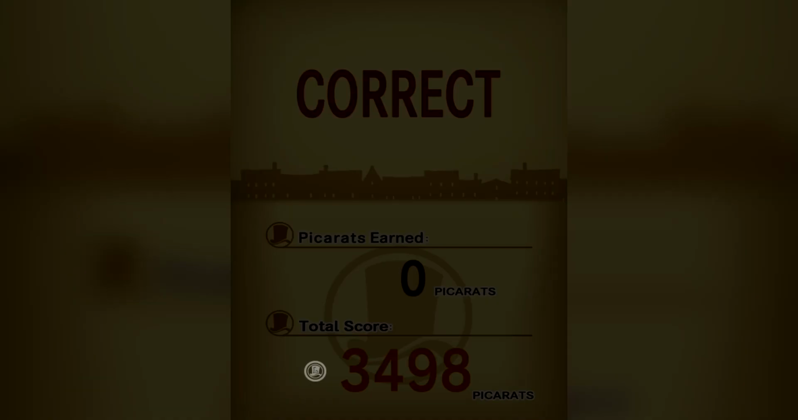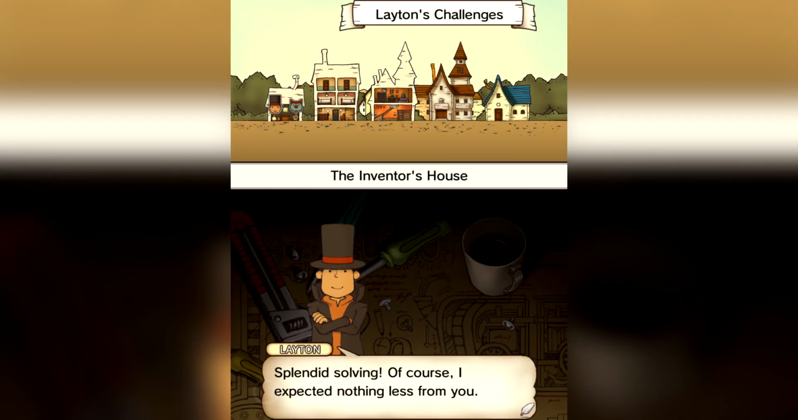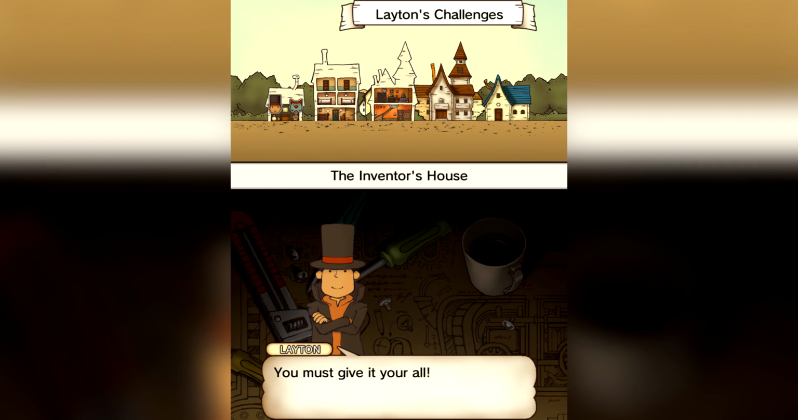That wasn't so bad. Nicely done. The measurements of each area of the diagram... Yeah, okay, we got it. Splendid solving. Of course, I expected nothing less from you. Alright, there's one down. Next up, the next die. You must give it your all.